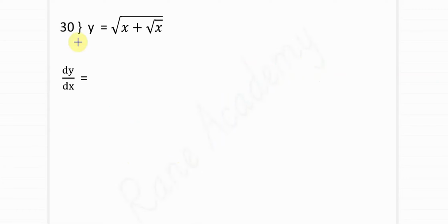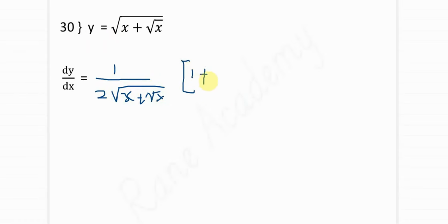Question number 30, y is equal to under root of x plus root x. It is of the form root x. So derivative of root x is 1 upon 2 root x. Instead of x we have x plus root x. So we differentiate the innermost function, that is root x. So derivative of x is 1 and derivative of root x is 1 upon 2 root x. Now you can further simplify this and reduce the answer to a simpler form, that is by taking the LCM and solving it further.